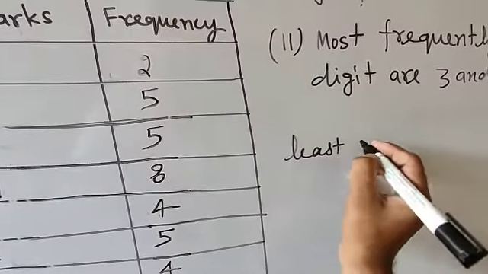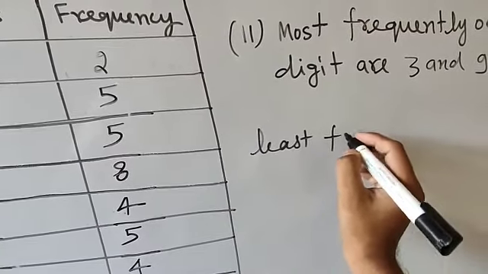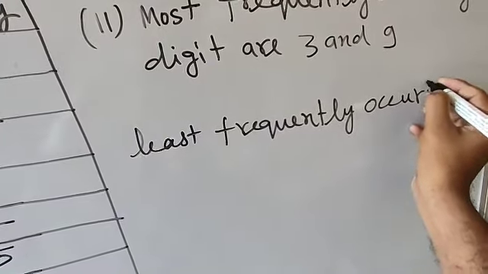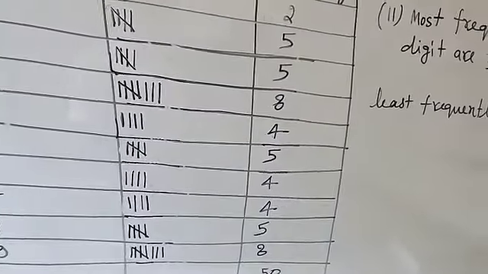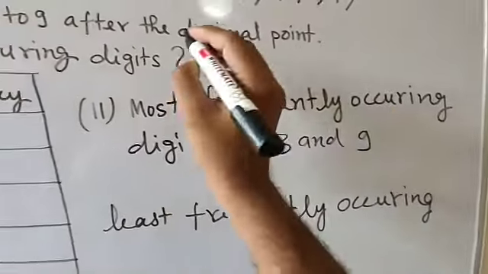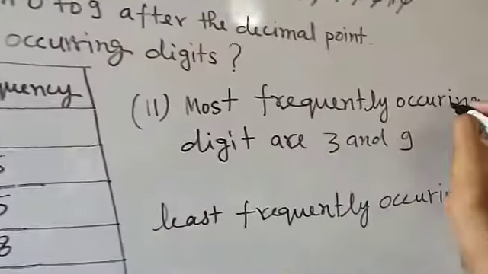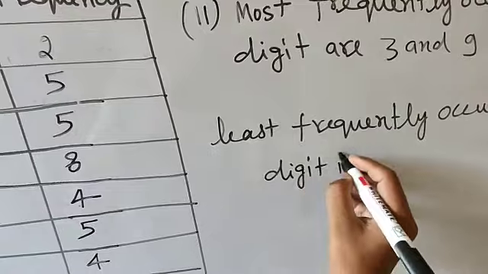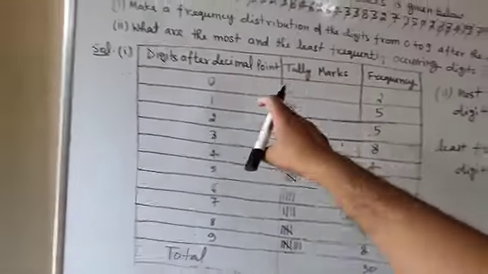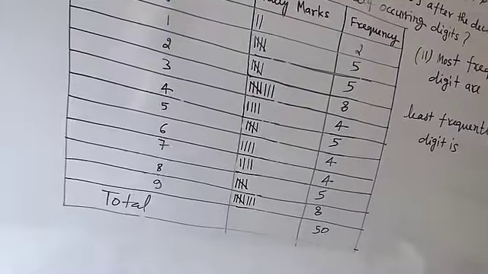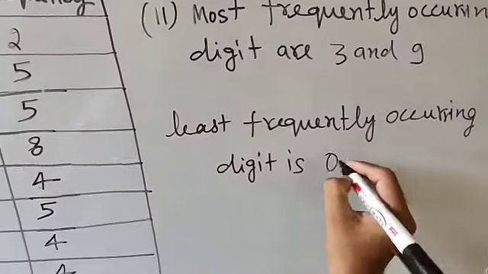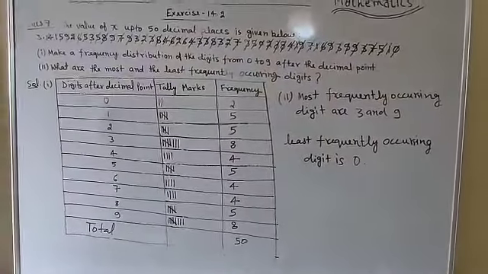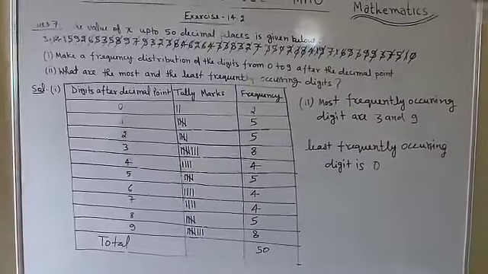So least frequently occurring, here the spelling should be double R, occurring digit is, and here you can find which is the least occurring digit, that is 0. So 0 is the least occurring digit. So that is the complete solution of question number 7. So kindly note down the solution.